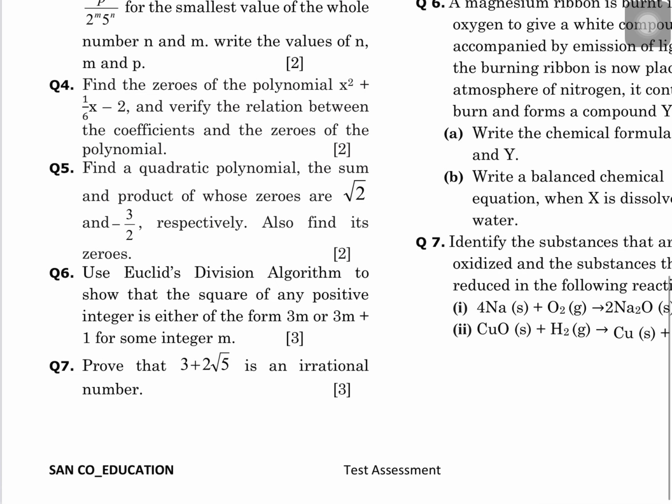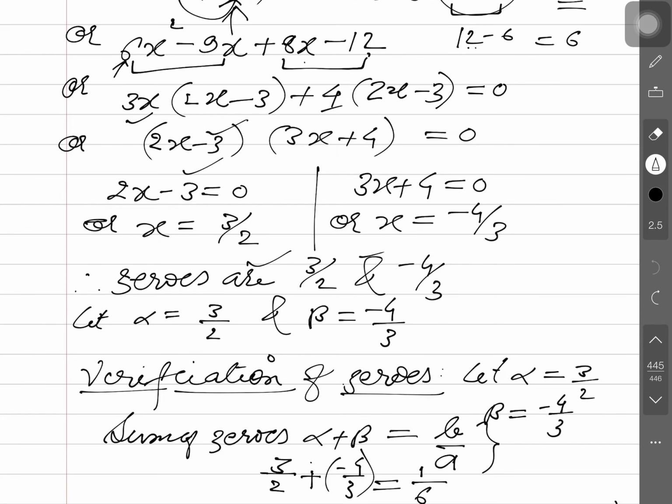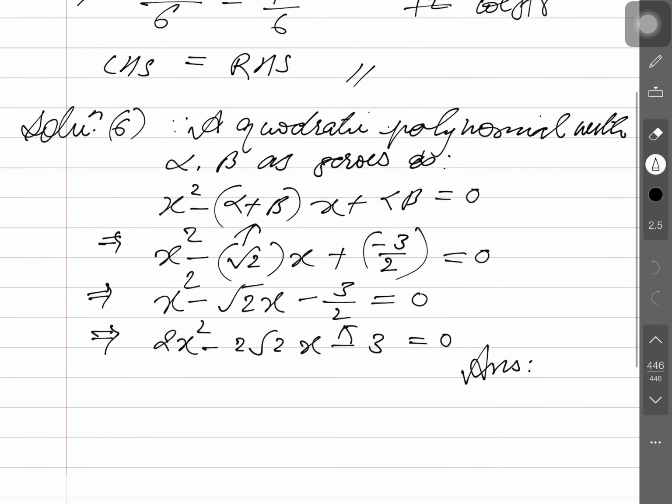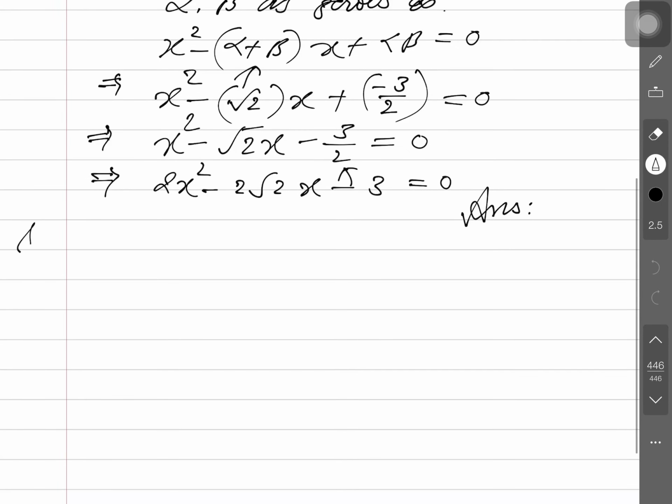Use Euclid's division lemma algorithm to show that the square of any positive integer is either of the form 3m or 3m plus 1. So what is to be done here? We take the square of a positive integer. This is question number 6.